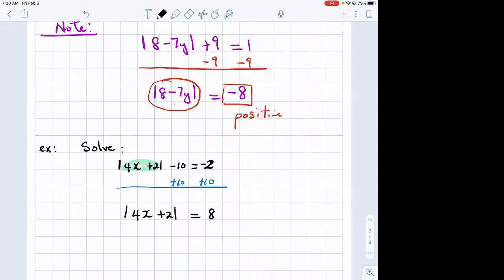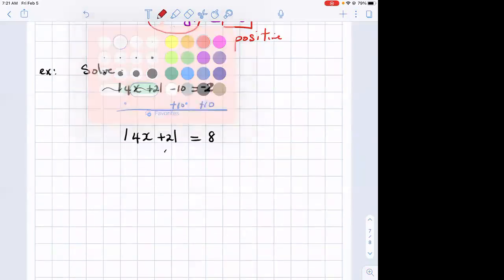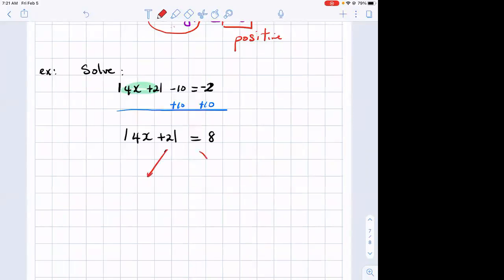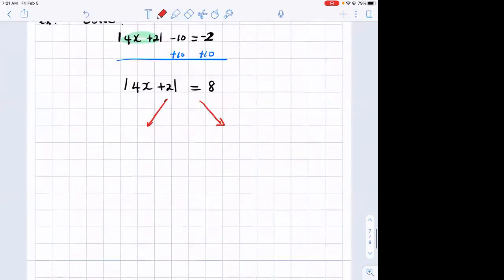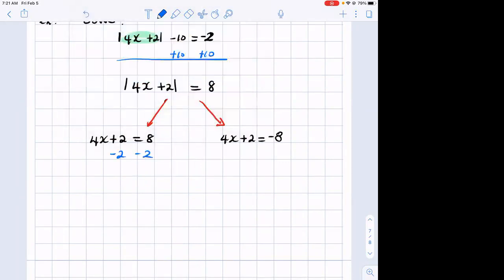And now this will have possible solutions. Since it's by itself, we can split it into two. Okay? We can split it into two. So we have 4x plus 2 is equal to 8, and 4x plus 2 is equal to minus 8. Okay? Solving each side, we minus 2 on both sides.